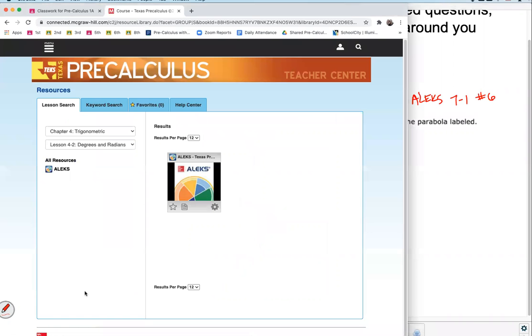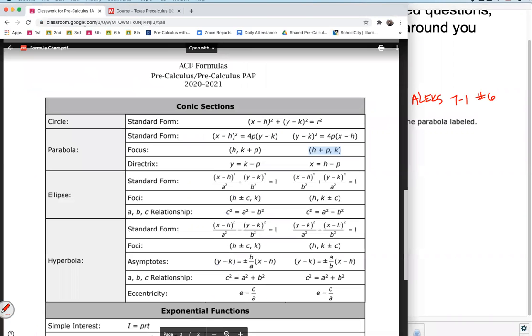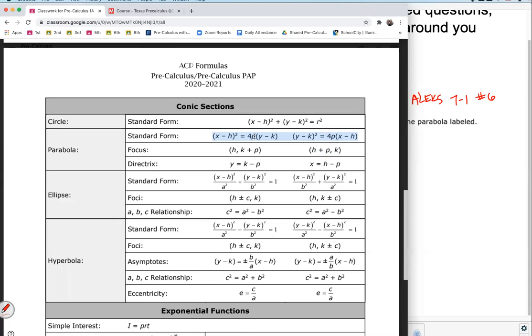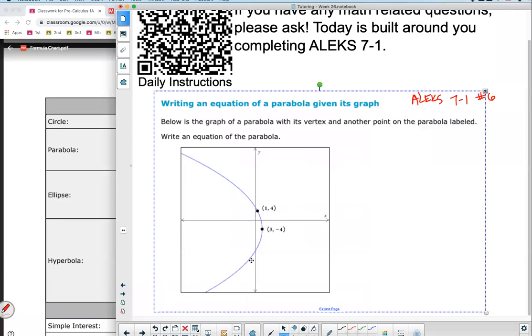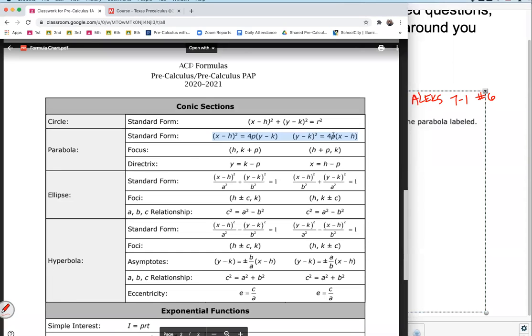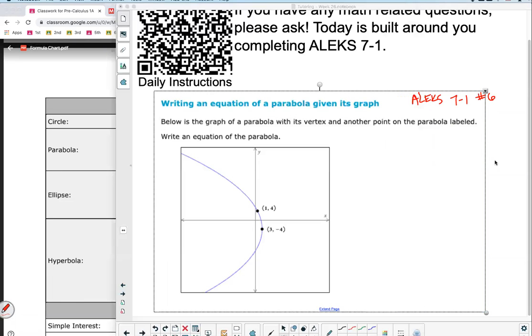Now I want to start with the equation of a parabola. For a parabola, there's two possibilities, and we've learned that the p tells you whether it's vertical or horizontal. For example, this first formula is a vertical parabola because the p is next to the y. Focus and all that would go off of the y. This one in our picture is a horizontal parabola. It's opening left, which means I'm going to be selecting this second formula.